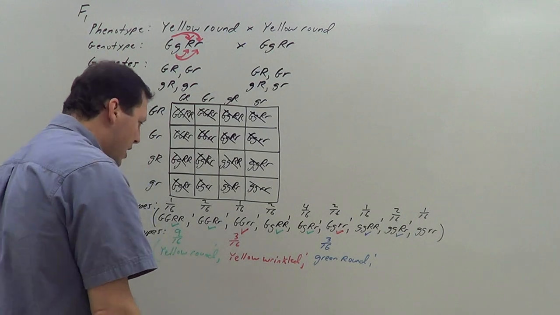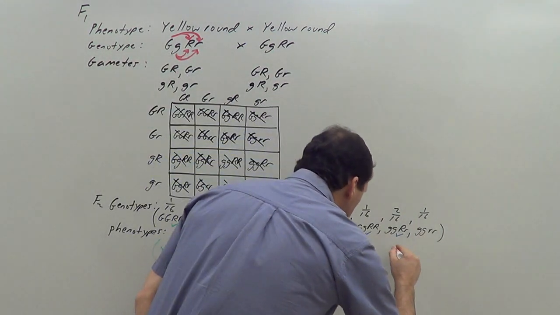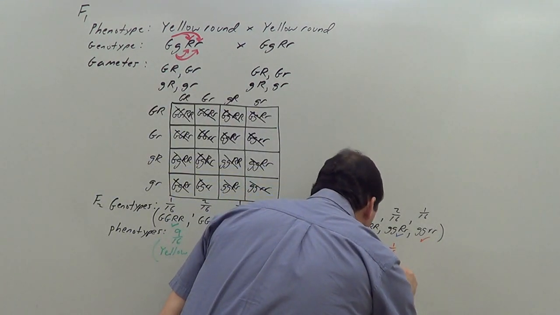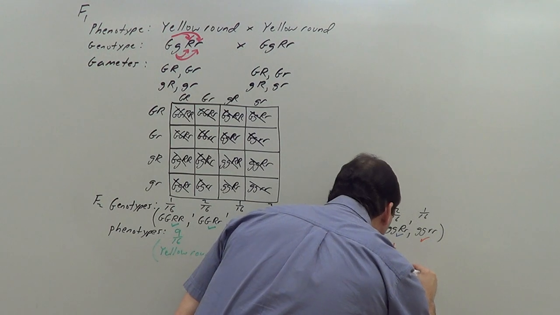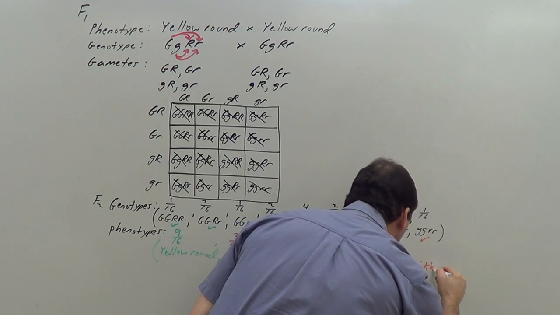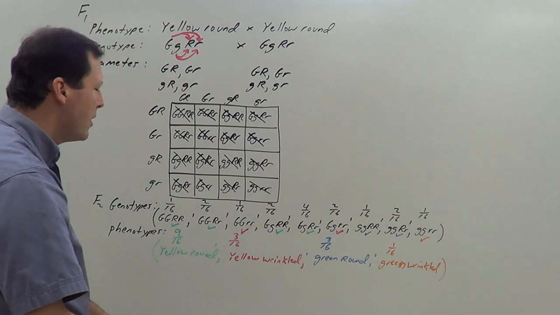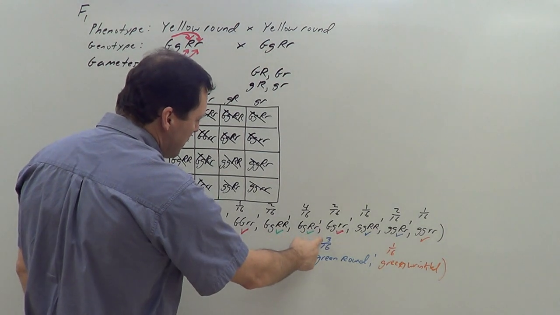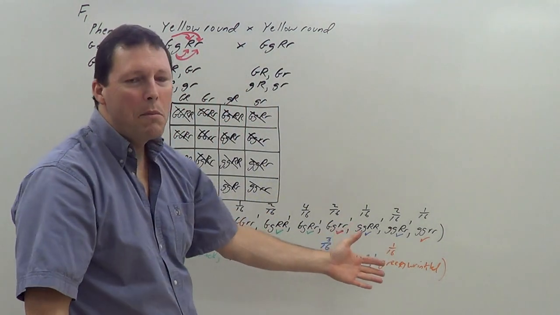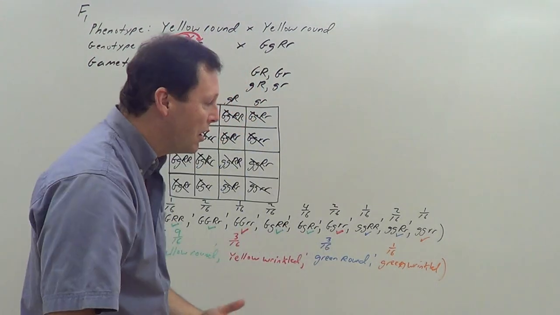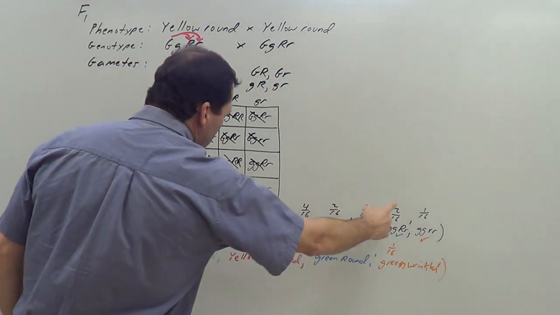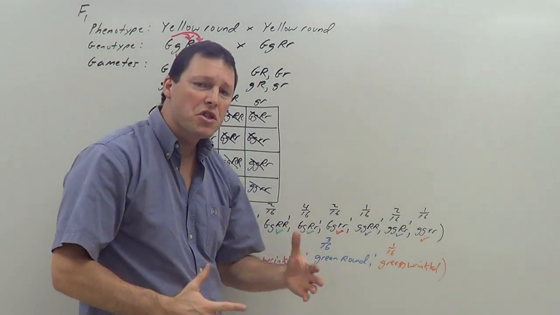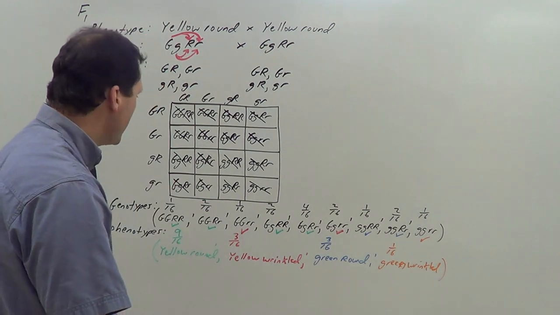And then finally, I'll use orange for it. 1/16, here we go, is going to give me green wrinkled. There we go. So just as a quick check, 9 plus 3 is 12, plus 3 is 15, plus 1 is 16. I don't want my numerators to be more or less than 16, or I made a mistake. Same thing here. Do a quick check, add up your numerator. It should equal 16. If it doesn't, you missed something. Go back and take a look.